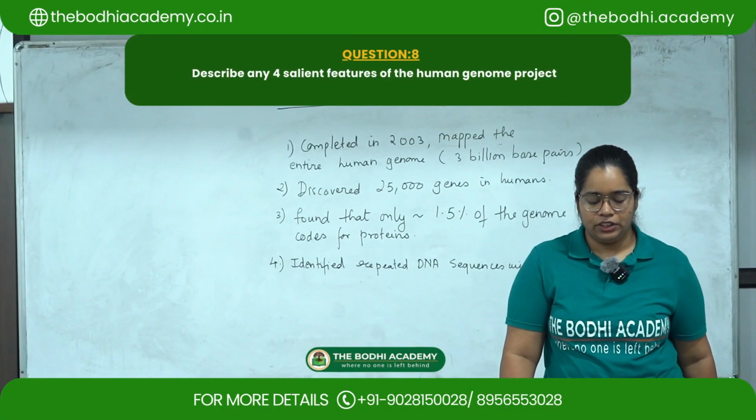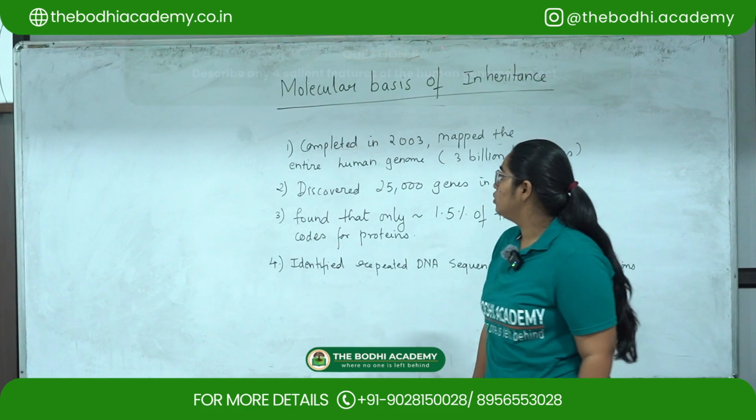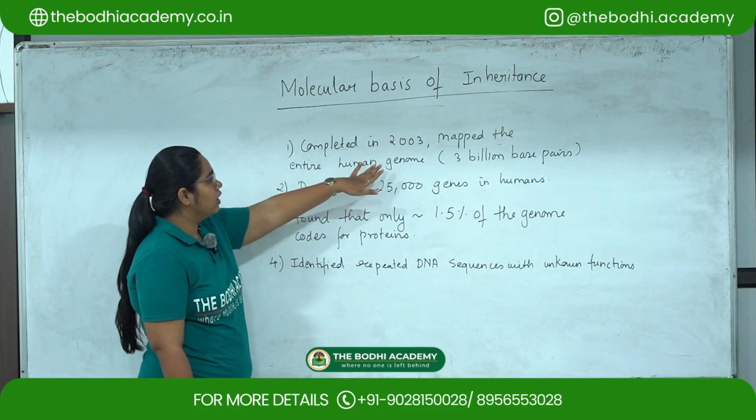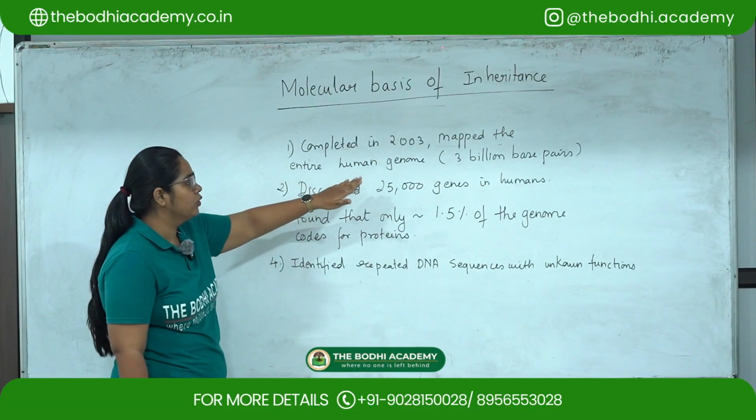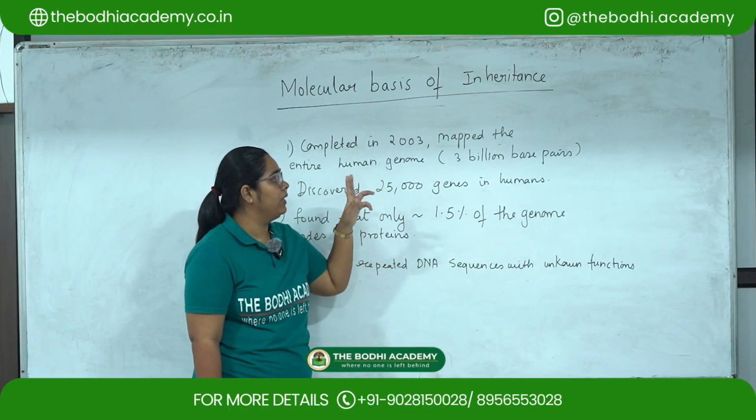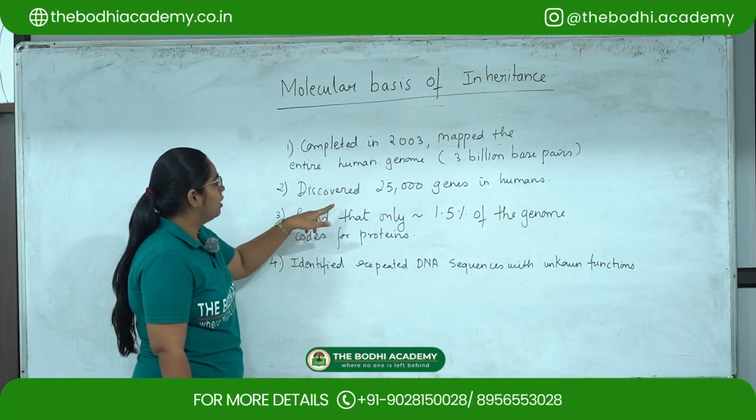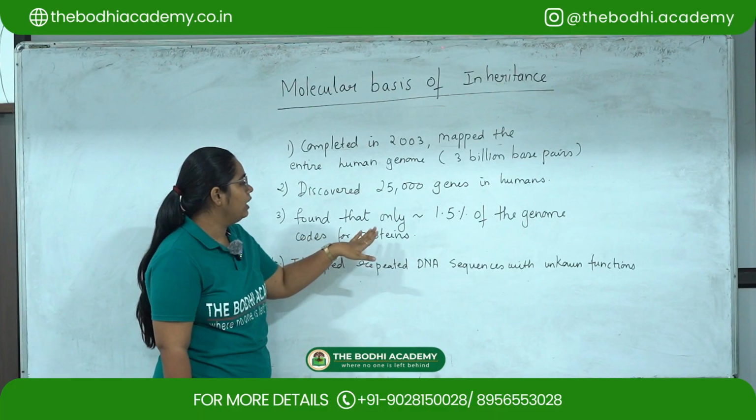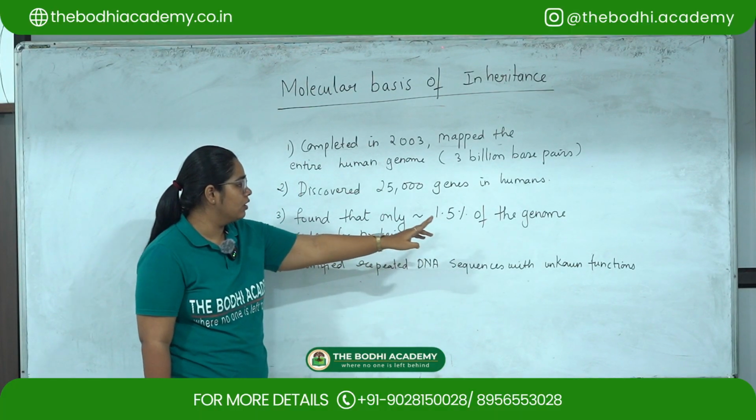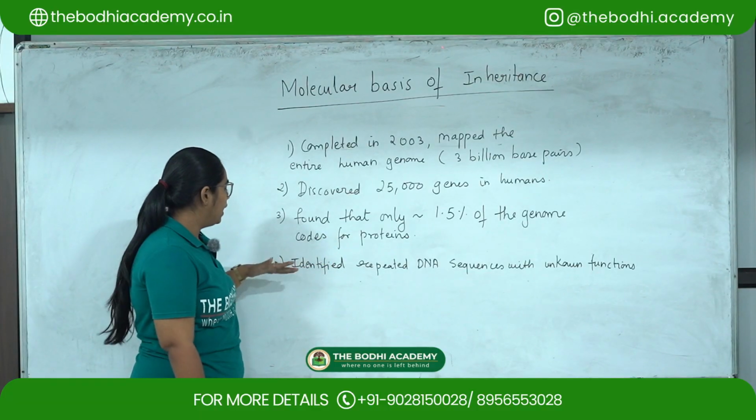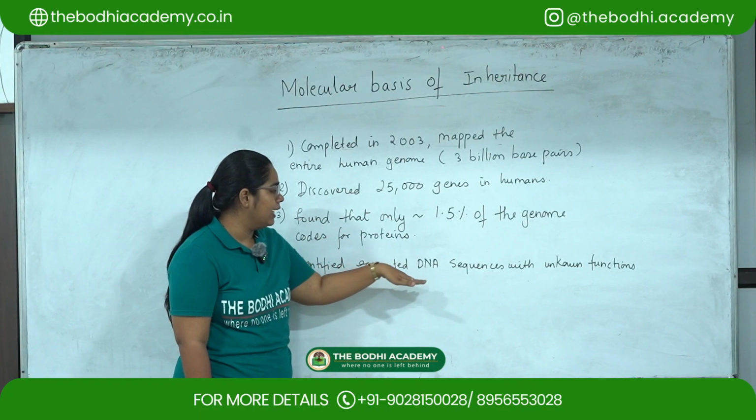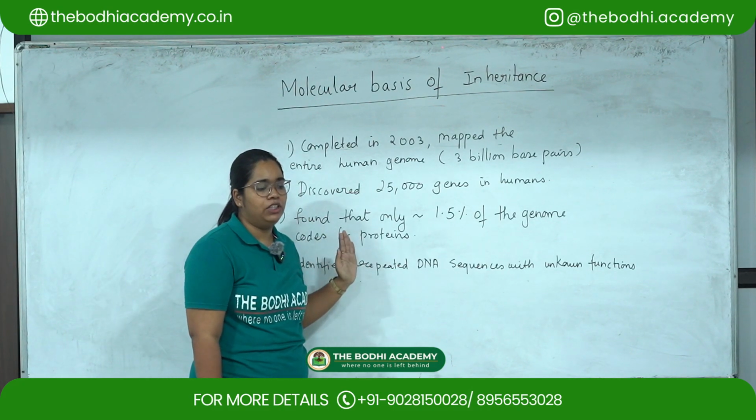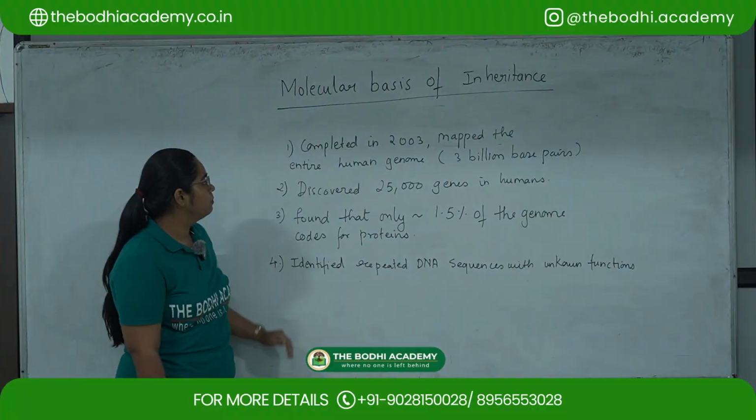Describe any four salient features of the Human Genome Project. So the four salient features of the Human Genome Project: it was completed in 2003. It mapped the entire human genome, which consists of 3 billion base pairs. Then they discovered 25,000 genes in humans. The third one is they found that less than 1.5% of the genome codes for protein. And the fourth one is they identified repeated DNA sequences with unknown functions. So these were the four salient features of the Human Genome Project.